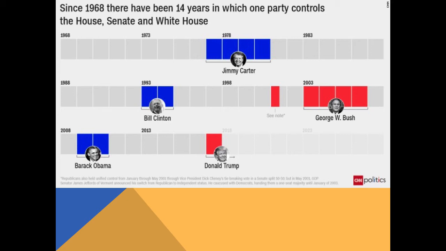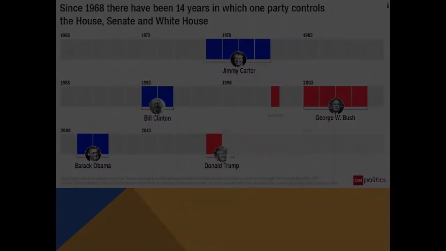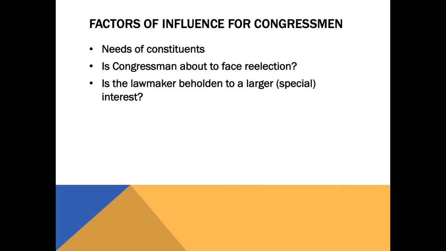And this is because members of Congress must consider multiple factors of influence when making decisions, not just what party they belong to. First and foremost of such factors is considering the needs of your constituents, or the people that you represent. Vote against something in the best interest of your constituents, and they will hold a grudge.